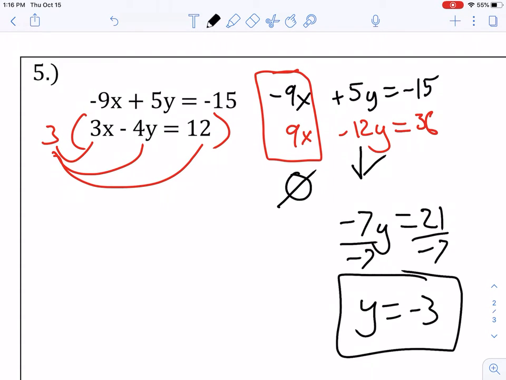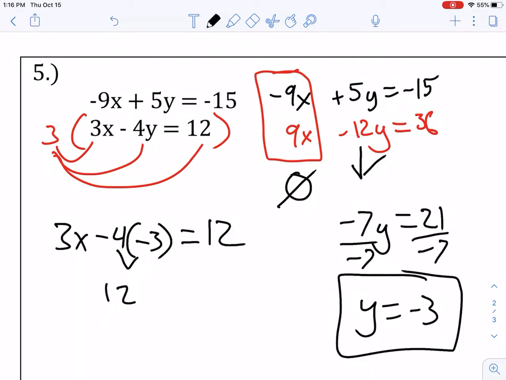Now that I have that, I can plug it in to any of the equations. This one, the new one, whatever I want. I'm going to plug it into my bottom equation. So 3x minus 4 times negative 3, I'm replacing y. Those make a positive 12.